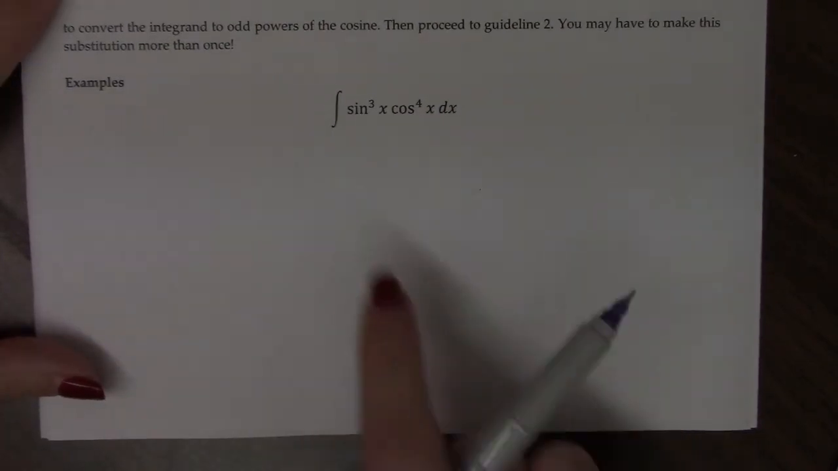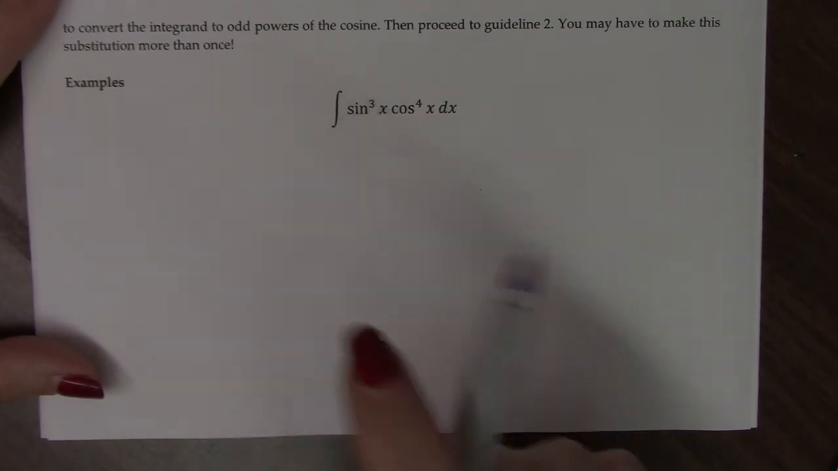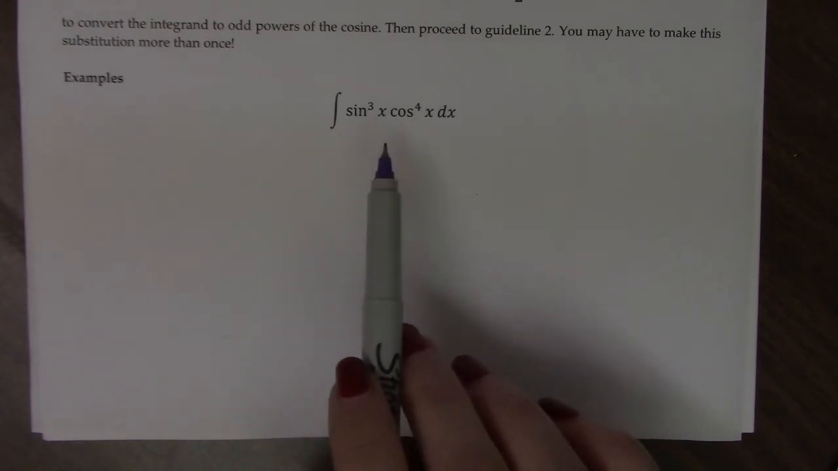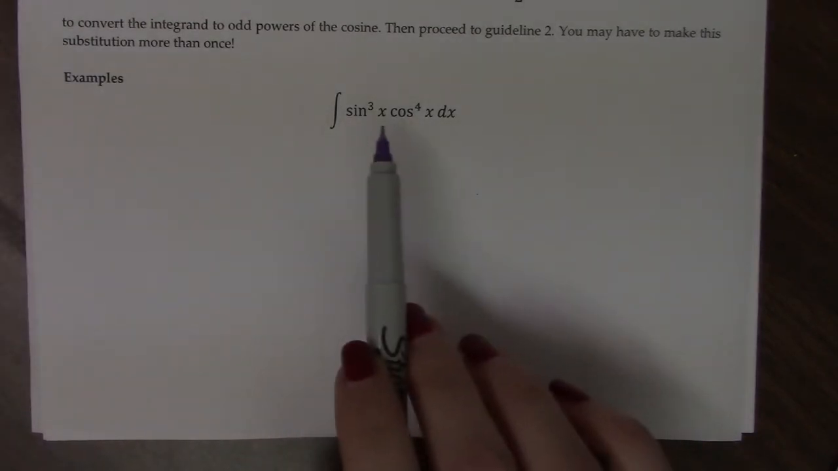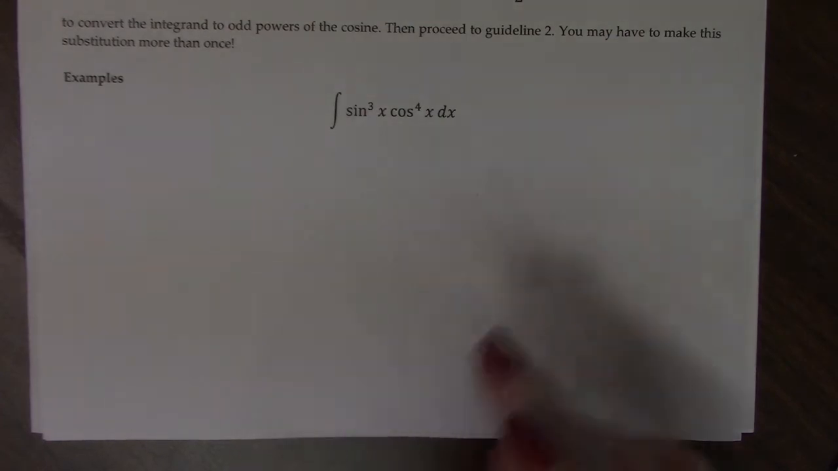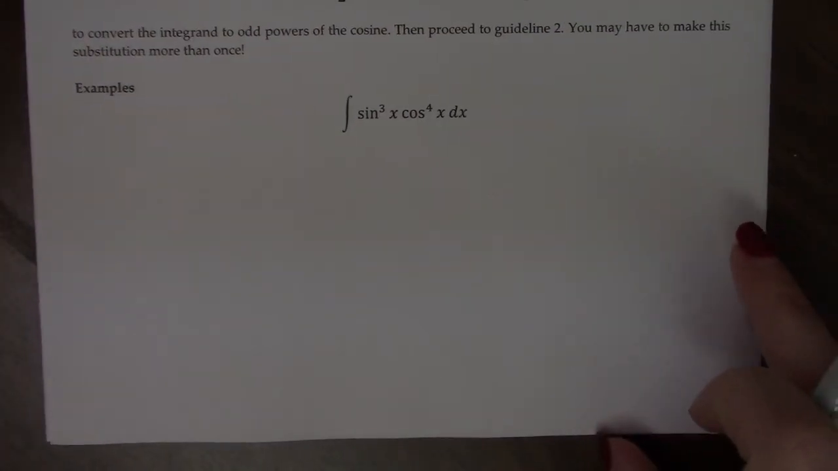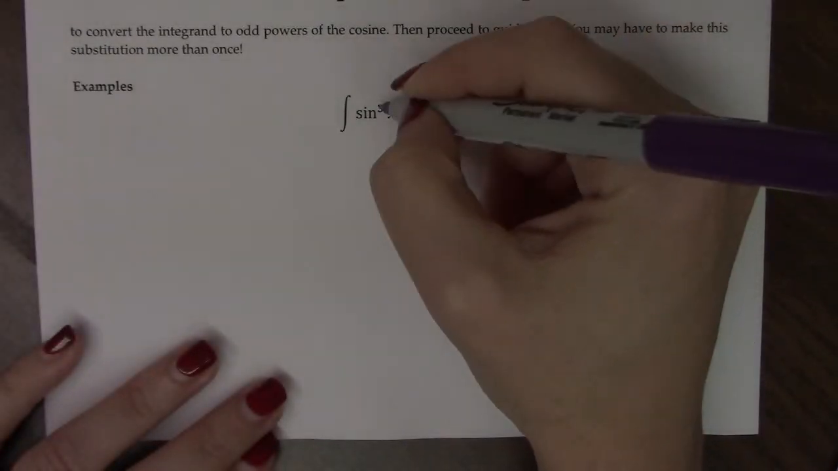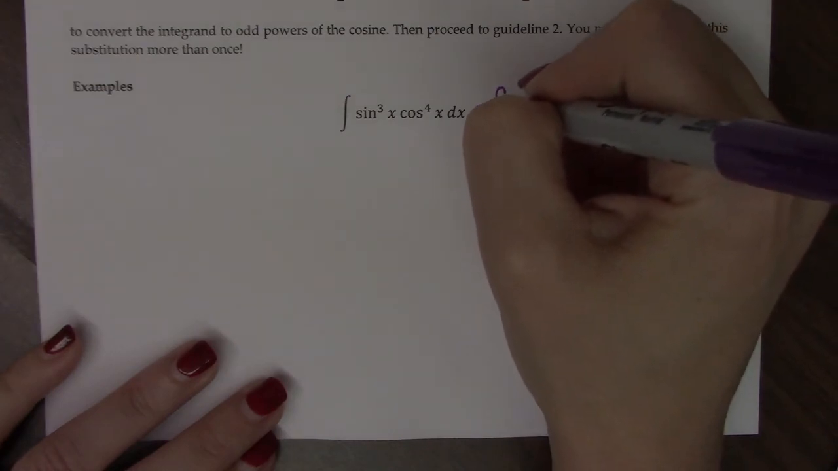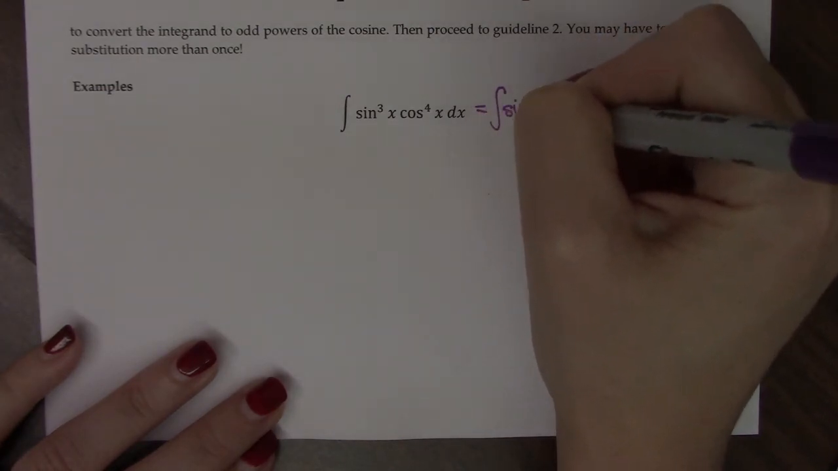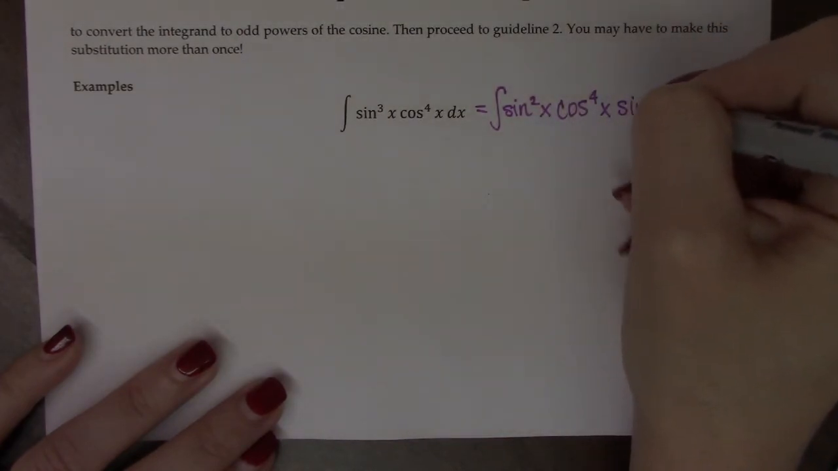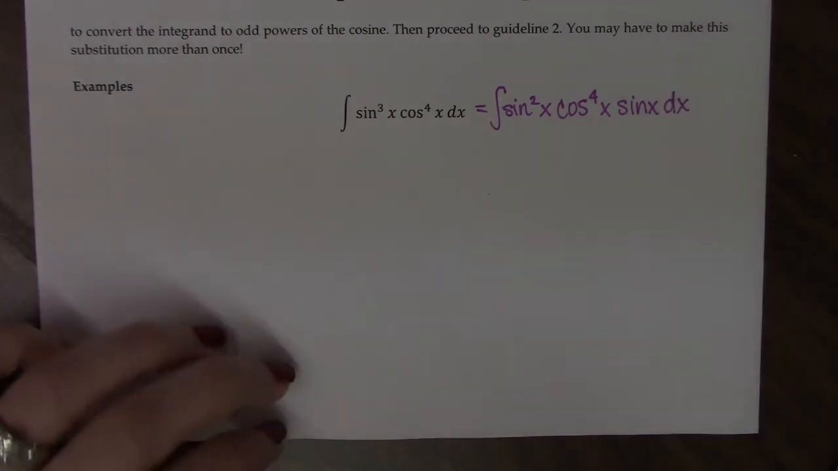All right, so the first thing you want to do is scan and see if either of these is odd. Now remember, if they're both odd, then rule 1 or 2 kicks in. It doesn't really matter. You just pick which one you want to pull out, and then convert over to the remaining one. But in this case, only sine is odd, so I need to pull one of these sines out and save it for my du. That leaves me with sine squared x cosine to the 4th x times sine x dx.